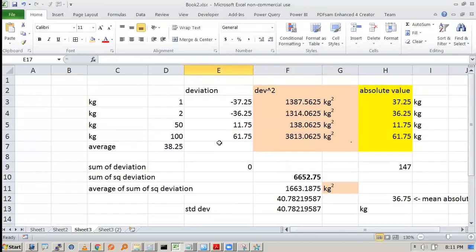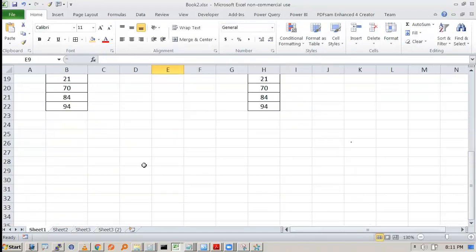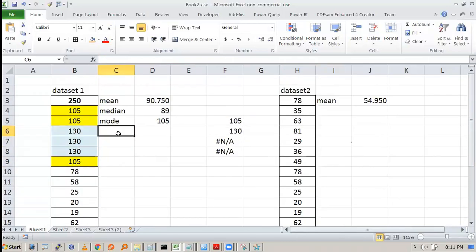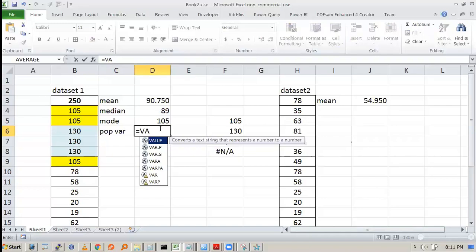But since we are doing Excel, we should be slightly exotic. So in Excel, how do we compute the population variance? Please note the population variance in Excel.